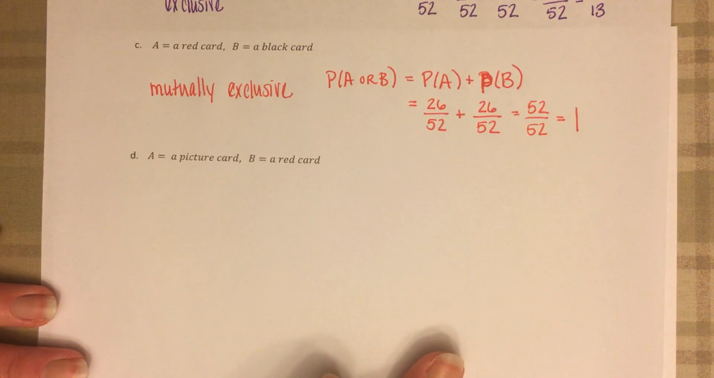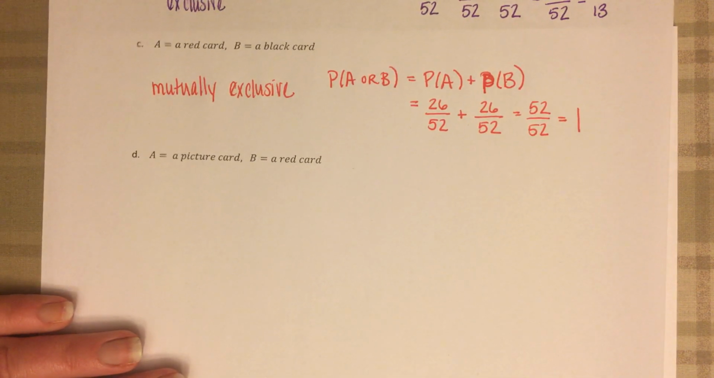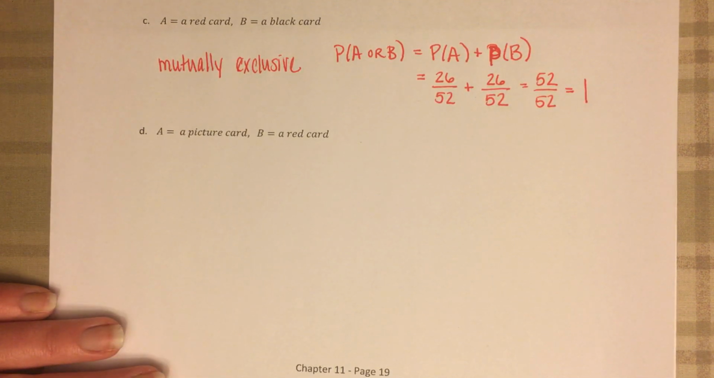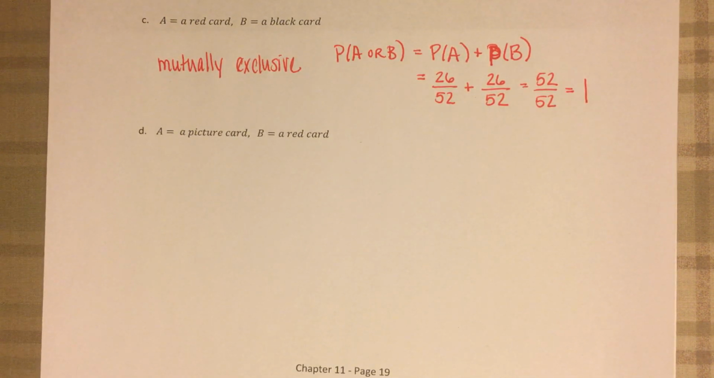So our probability of drawing a red card or a black card is 100%, because those are our only two options. Our red cards and black cards are disjoint sets, and if we add them up, we actually get our universal set, which is our entire deck of cards.